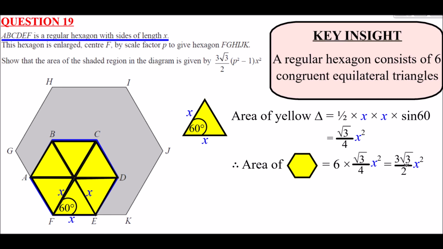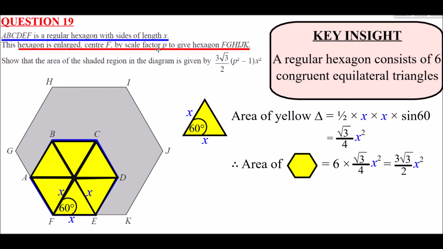Now we need to consider this bigger one here, F, G, H, I, J, K. We're told this bigger one, you get it from enlarging the smaller one by scale factor p. So what does it mean to enlarge something by scale factor p? Well, essentially what it means is, for each unit of length on the original shape, you multiply that unit of length by the scale factor to get the new size.